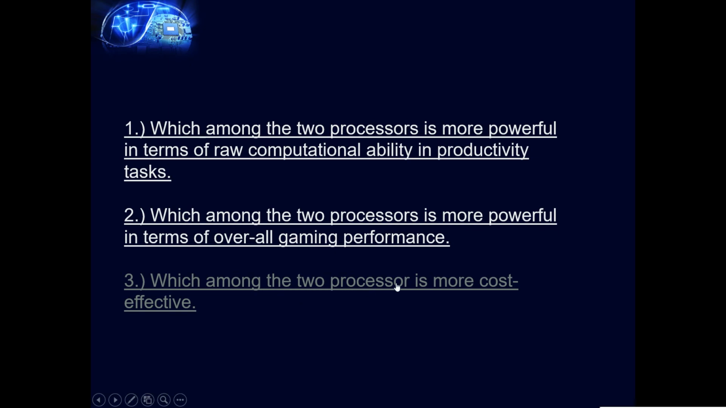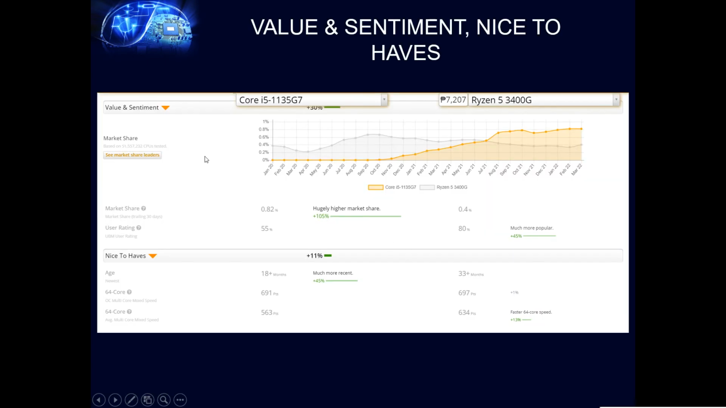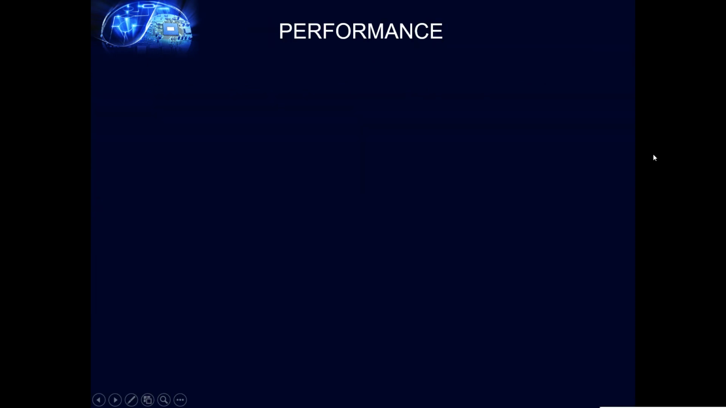And lastly, which among the two processors is more cost effective? As I've mentioned before, I think the most cost effective is the Core i5, having a higher rank or rating than Ryzen. Ryzen goes up and goes down again. Meanwhile, the Core i5 only goes up, slightly down here, but goes up.